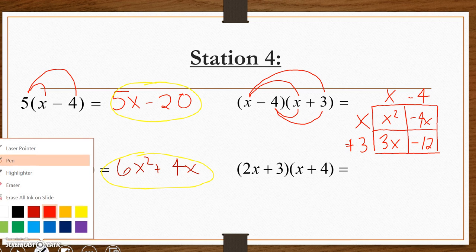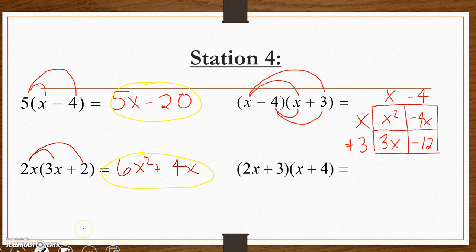Then after you do that, usually you can add the diagonal right here. Those should be like terms. So I add 3x and negative 4x. So 3x and negative 4x is negative 1x, or I'm just going to put negative x. And then I take the first box, which is x squared, and I put it up front. And the last box is minus 12, so I put it up back. And that is your final answer.